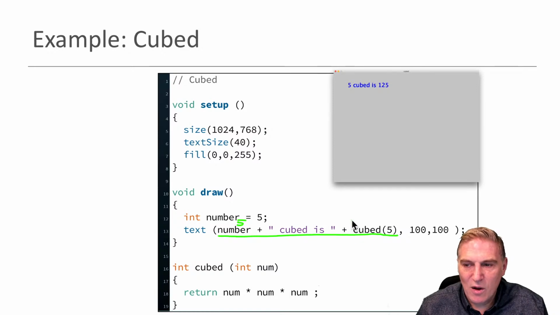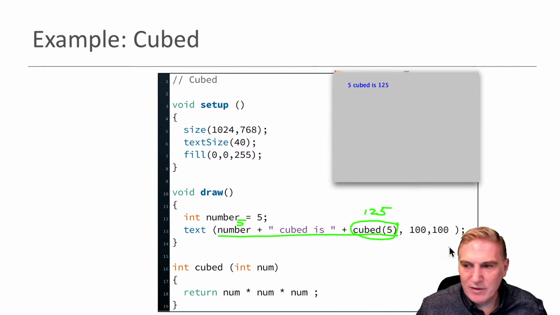And then we're calling a method cubed and passing in the number 5. And whatever that answer works out to be, that's what will get added onto the string. Now 5 cubed is 5 multiplied by 5 multiplied by 5. So that would be 125. So you can see in the output, we've got 5 cubed is 125.